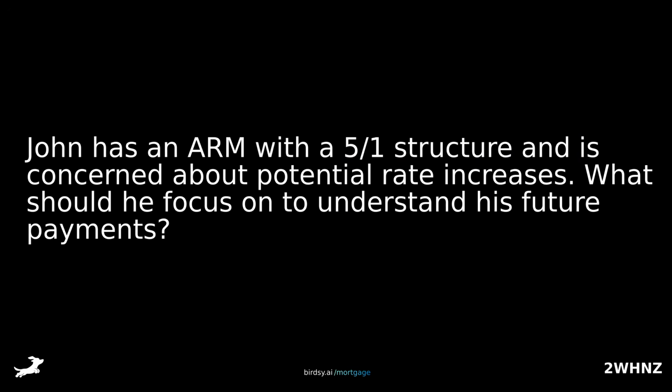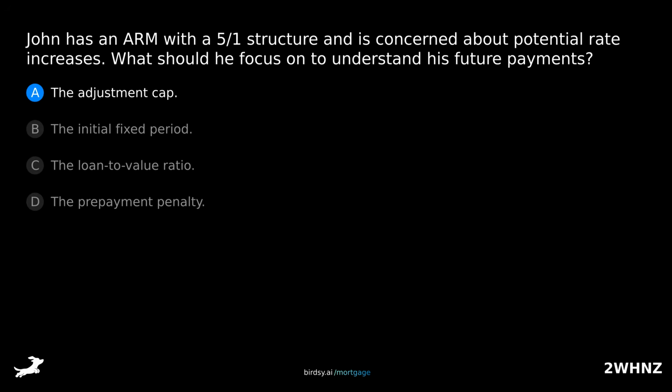John has an ARM with a 5-1 structure and is concerned about potential rate increases. What should he focus on to understand his future payments? Is it A, the adjustment cap, B, the initial fixed period, C, a loan-to-value ratio, or D, the prepayment penalty?